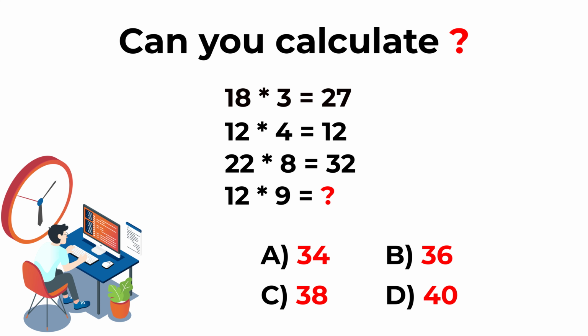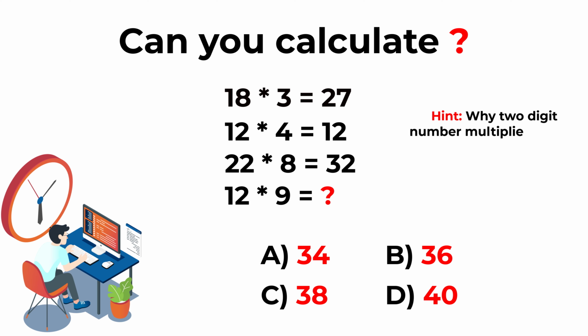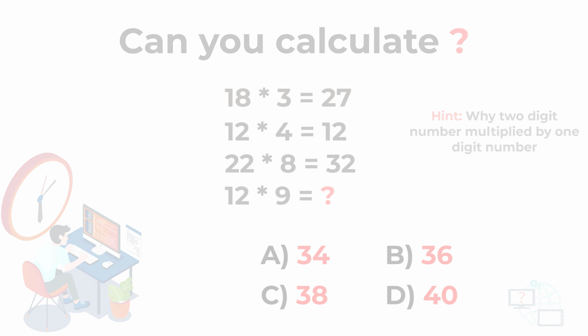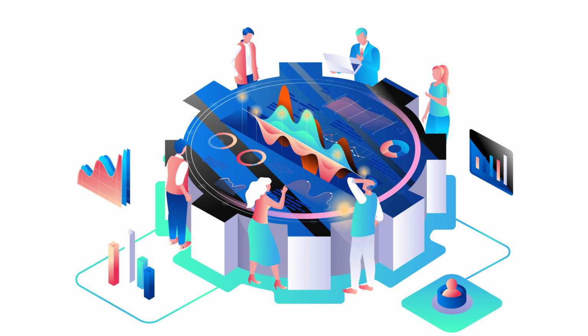I'm gonna give you a quick hint. Take a look and see why there is a 2-digit number multiplied by a 1-digit number. How can you make it work to your advantage? Let's go ahead, reveal the answer, and get to the correct solution together.